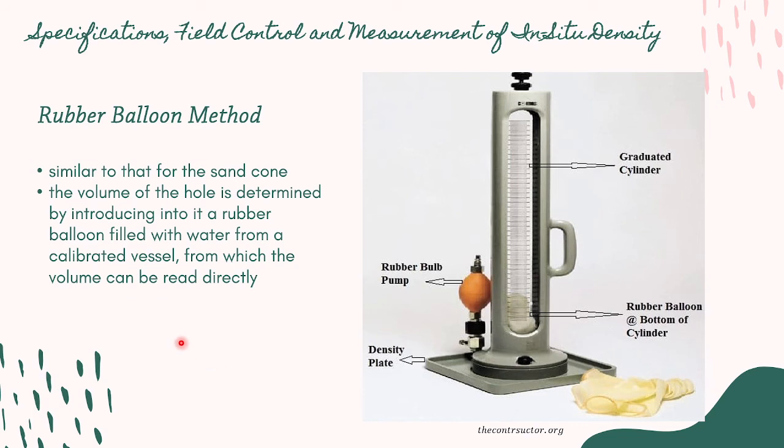As for the rubber balloon method, this is similar to that of the sand cone, but the volume of the hole can be determined by using a rubber balloon attached to a graduated cylinder. So in this setup, you can now directly determine the volume of the hole.